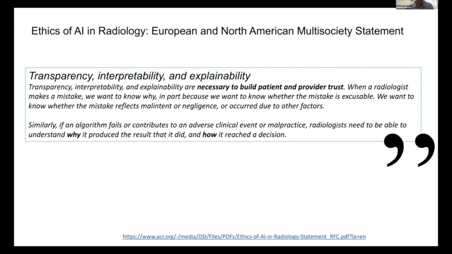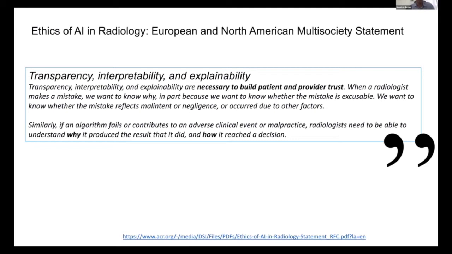Maybe in 10 years, it's not going to be different or it's going to be lower. But what I really highlighted is this part here, so I'm going to read it out loud. Similarly, if an algorithm fails or contributes to an adverse clinical event or malpractice, radiologists need to be able to understand why it produced the result that it did and how it reached a decision.